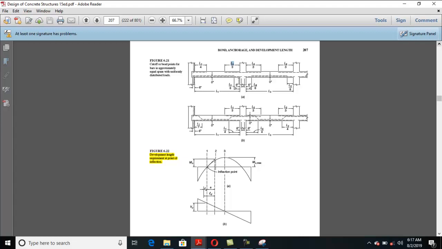There are some restrictions of ACI that these spans must be uniform. This span length must be equal to this. I think a 10%, 15% difference in loading as well as in span lengths is allowed. So ACI allows you, otherwise ACI does not allow you. And these beams must be subjected to UDLs, not point loads.